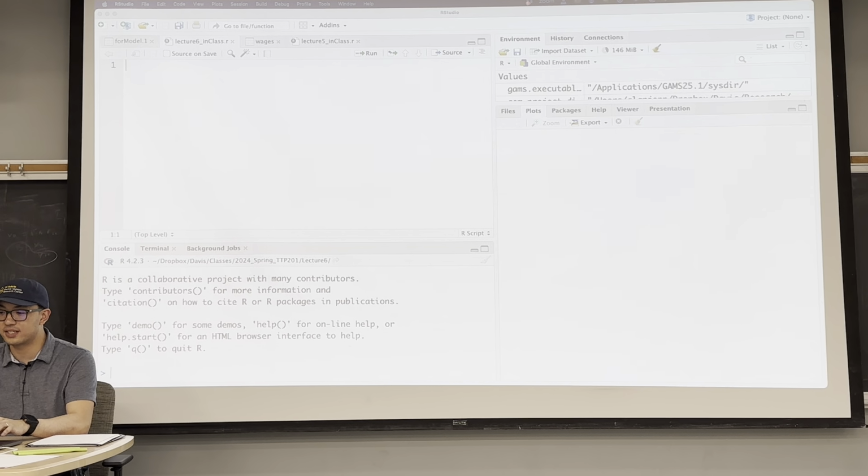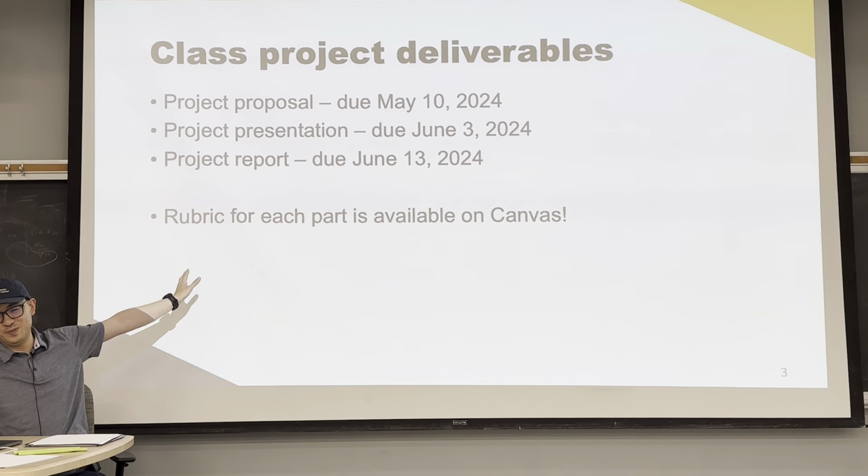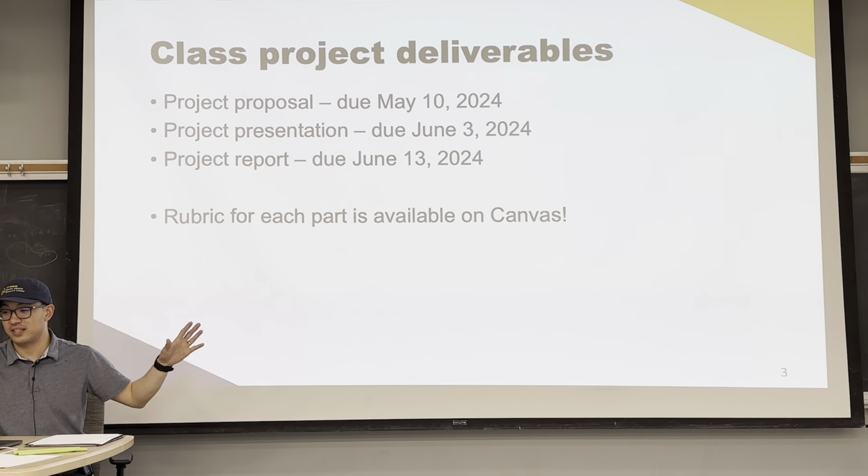While I fix this, you can see the dates for the project proposal, the project presentation, and the project report, when each of these things are due. Which are these dates? Rubric is available. That's actually the document that I just showed.